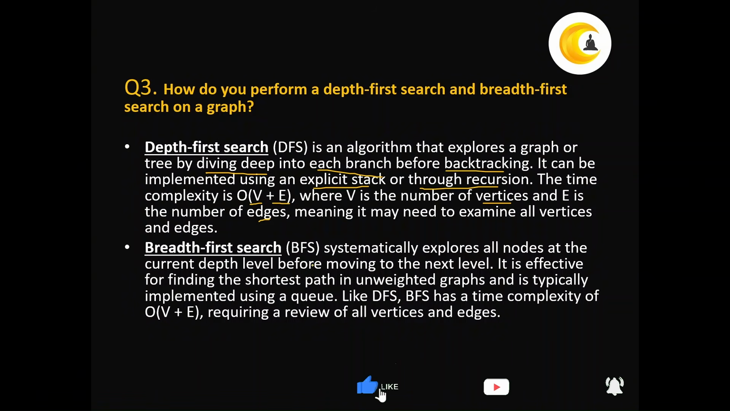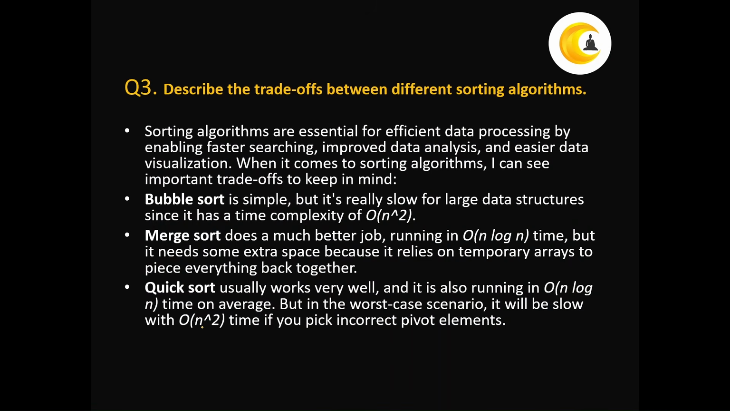Now, next, what is a BFS? BFS basically explores all the nodes at the current depth before moving to the next level. So on the first floor, it's going to first look into all the rooms, so it never has to come back to the first floor. It is used for finding the shortest path in unweighted graphs and is typically implemented using a queue. So BFS uses a queue, DFS uses a stack. Like DFS, BFS also has the same time complexity. So there is no difference in time complexity, just in how you implement it.